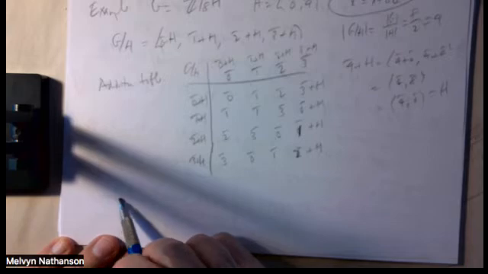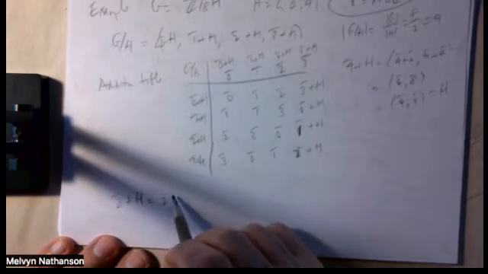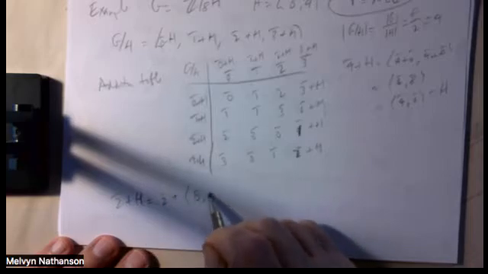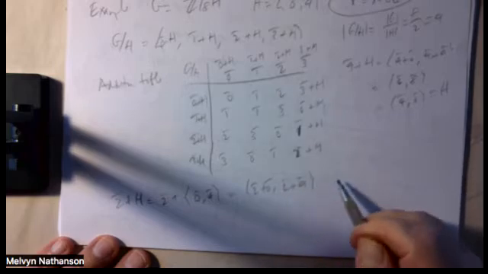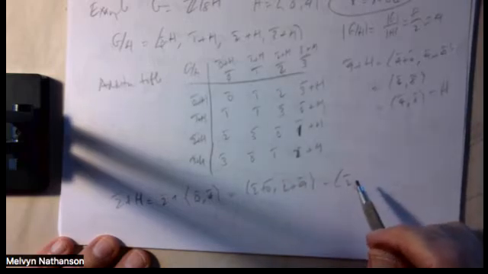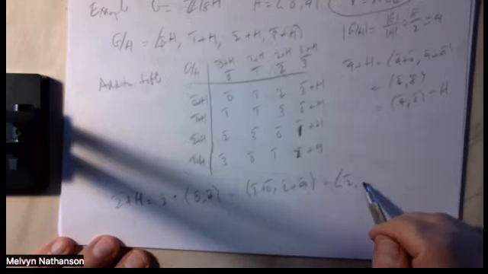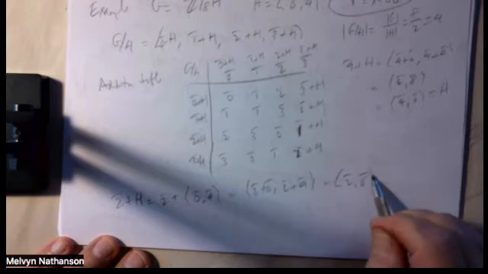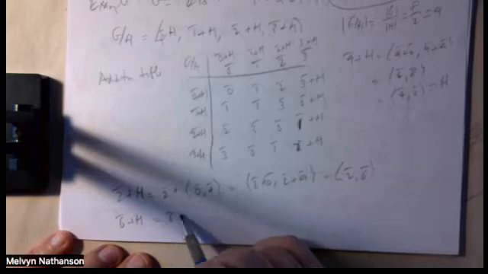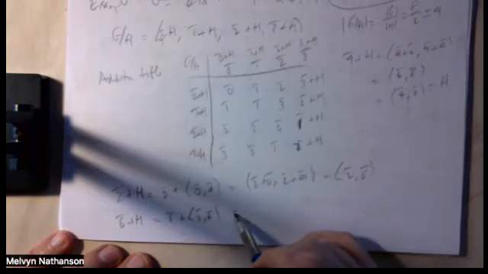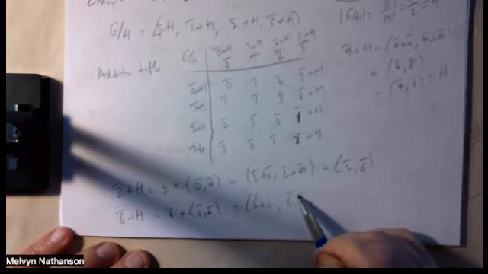So let me just emphasize this. What is 2 plus H? This means this is the congruence class of 2 plus, and what's in H? 0 and 4. So that's 2 plus 0 and 2 plus 4. That's 2 and 6. The congruence class of 2 and the congruence class of 6. What's 6 plus H? That's the congruence class of 6 plus 0 and 6 plus 4.